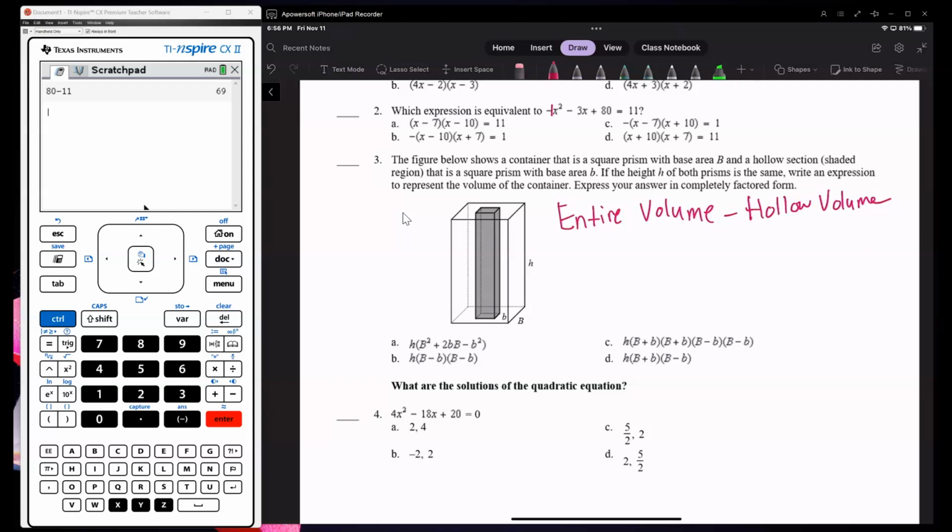So we know it's a square. So the dimensions of the base will be B minus b, because this would be the entire length, which is B, and this is the part that you have to subtract. And since it's a square, then this is also going to be B minus b. To find the entire volume, it's going to be the height times the area of the base. In this case, it's a square base, so it's going to be B minus little b times B minus little b. So your answer is B.